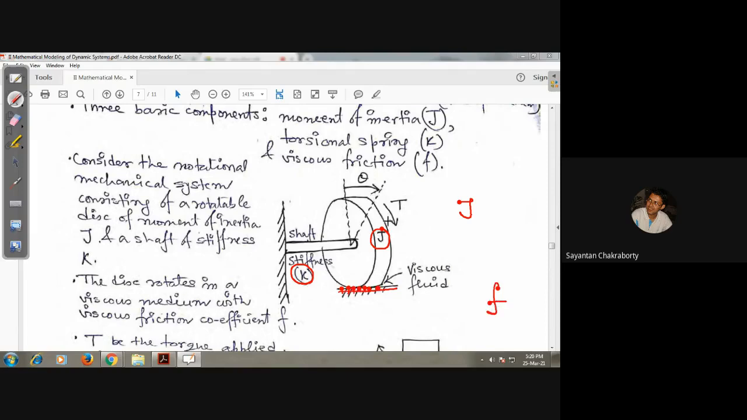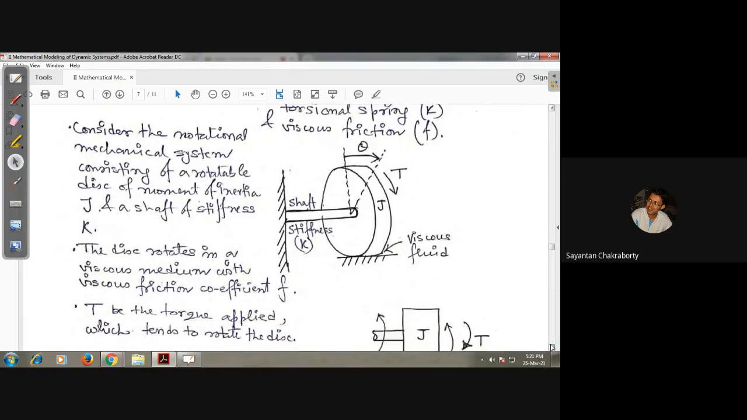Now if we apply a torque T that produces an angular displacement of theta or angular velocity omega, you have to obtain the mathematical expression for this system, or the differential equation for this system. So what is the first step? You have to draw the free body diagram in this case.